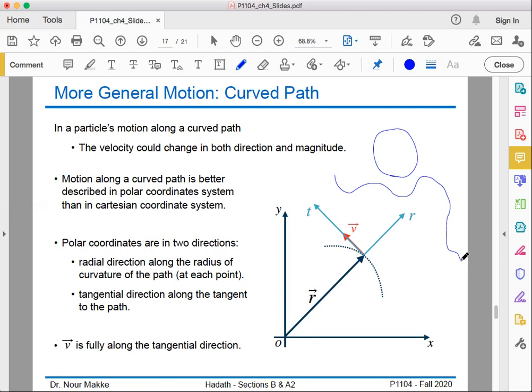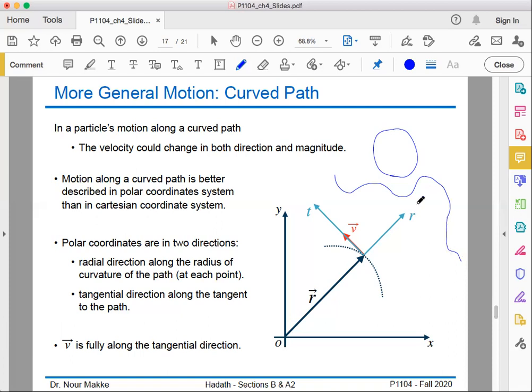And in this case, instead of describing these variables in terms of x and y components, it's much better to describe them in what we call the polar coordinate system than in the Cartesian coordinate system. What do we need in this case? Actually, we need two axes. Just instead of x and y, we will have two axes, r and t.